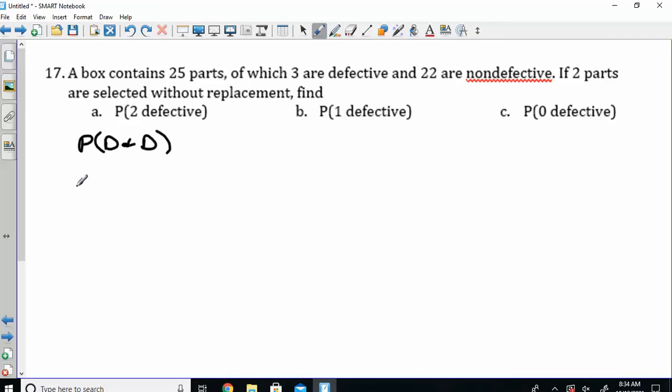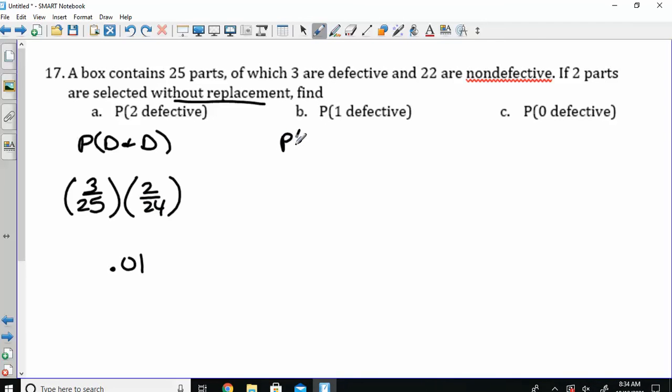So probability of 2 defective parts. That means we're selecting 2, so the probability the first is defective and the second one being defective. So what is the probability of the first part being defective? 3 out of the 25 total. Without replacement. That means I didn't put that part back in the box. I'm going to set it over here on my table and take another one out. So how many defectives are in that box now? 2 out of my 24. And that gives you what, 0.01?